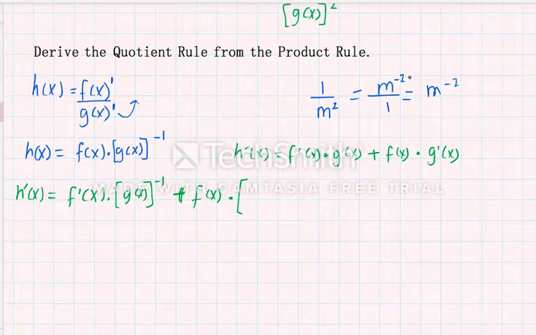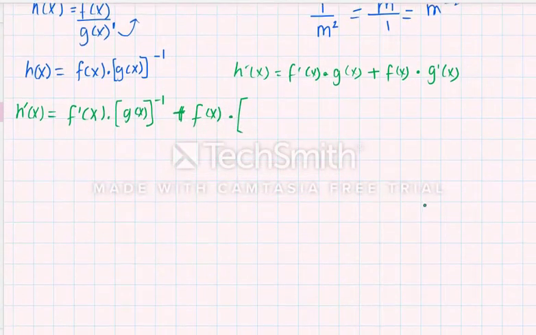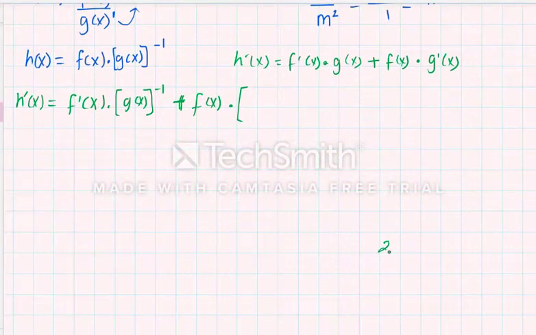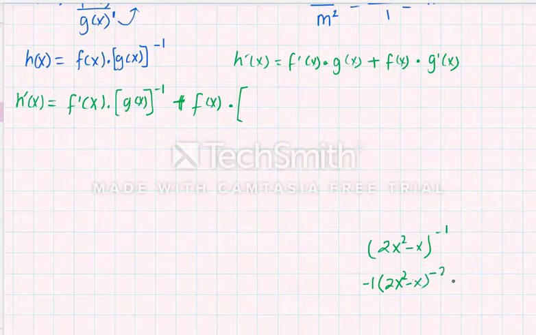Okay? So for instance, before I continue with this, let me just show you. If you had 2x squared minus x to the power of minus 1, what would you do? Well, you would derive the outside function first and then derive the inside function, correct? Using a chain rule. If you don't remember this method, please view my chain rule video. Minus 1 times 2x squared minus x. So you bring the minus 1 over and then you drop this a power, so it becomes the minus 2, times the derivative of the inside, which is 4x minus 1.